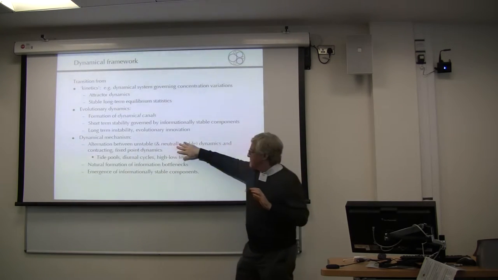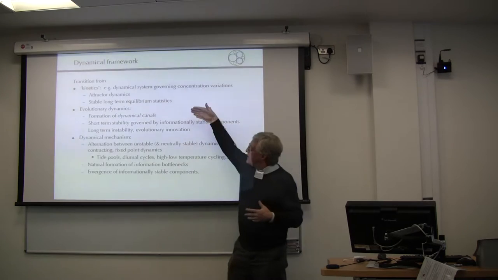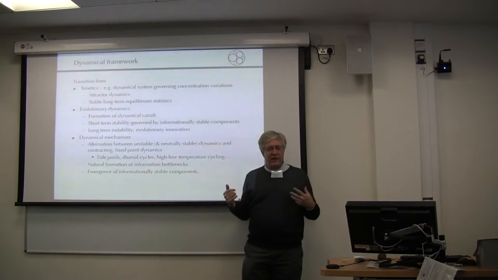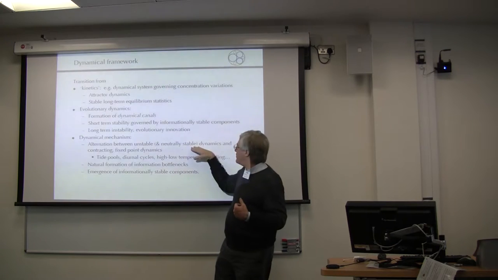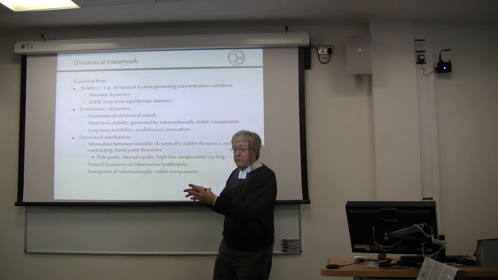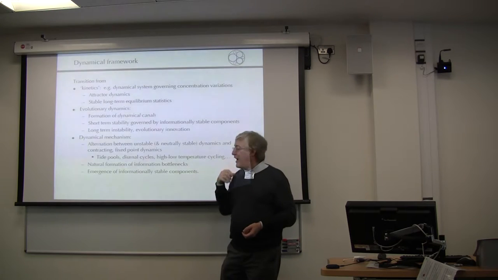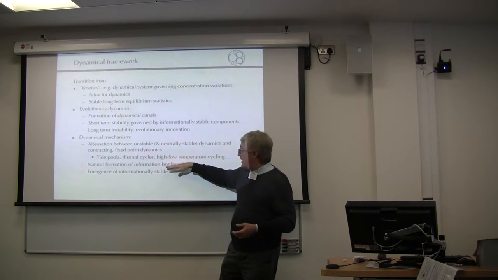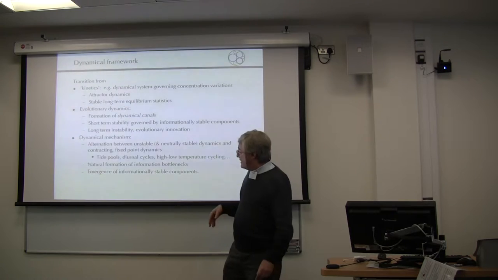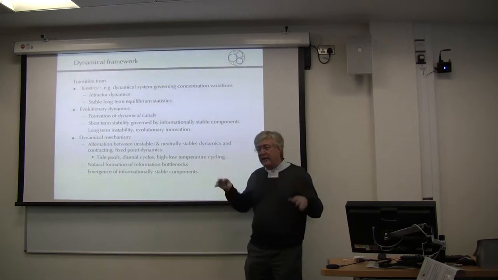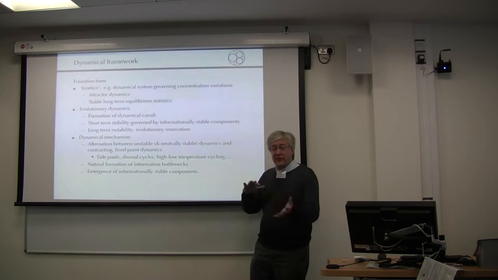The mechanism that we've been working on that seems to produce this kind of transition, generically in some sense, is a dynamical mechanism that's like an alternation between unstable and neutrally stable dynamics and contracting fixed point dynamics. There are lots of intuitions about how these kinds of alternations might play roles in different kinds of models for transitions to the origin of life: tide pools, diurnal cycles, high-low temperature cycling, another one is wetness-dryness cycling.